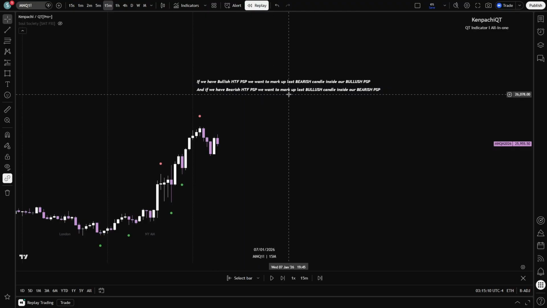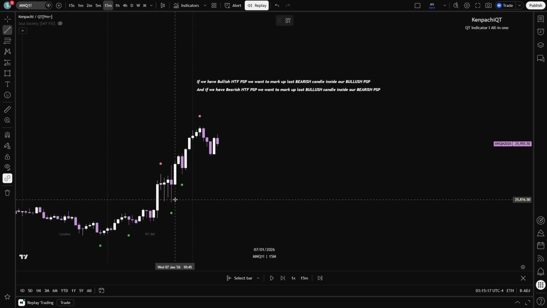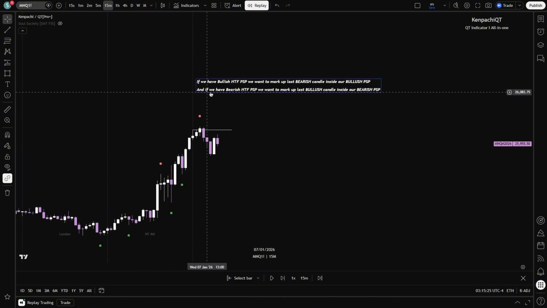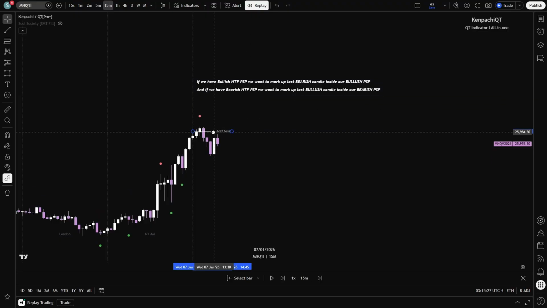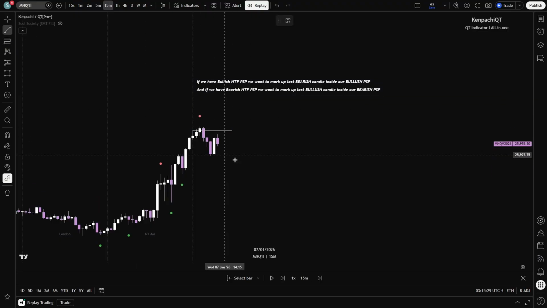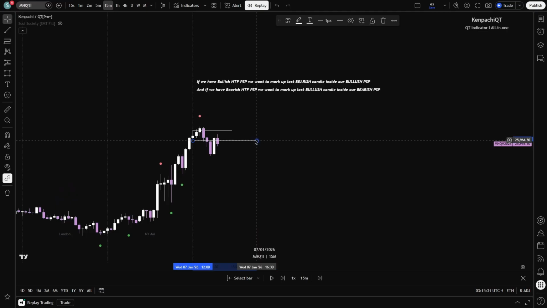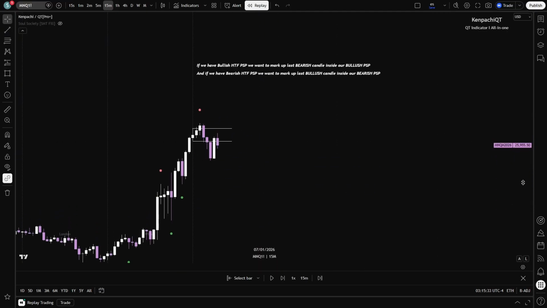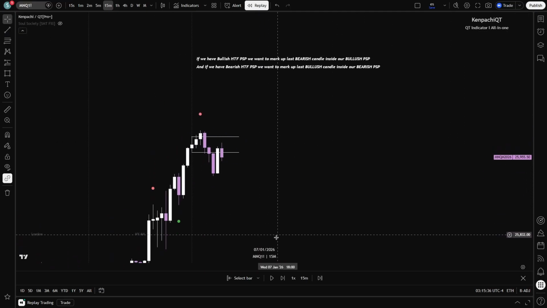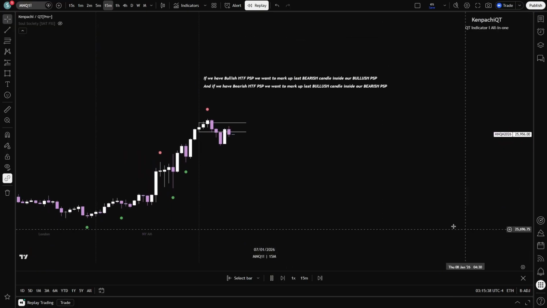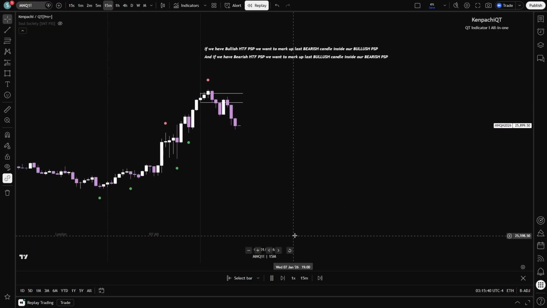So you want to mark up the last bullish candle inside our bearish PSP. What I do from 11 to 12, I mark up the last bullish candle because we are looking inside our bearish high time frame PSP. And this is going to be our true order block, which just works perfectly as you can see here. Price rejects, and we have continuation here.